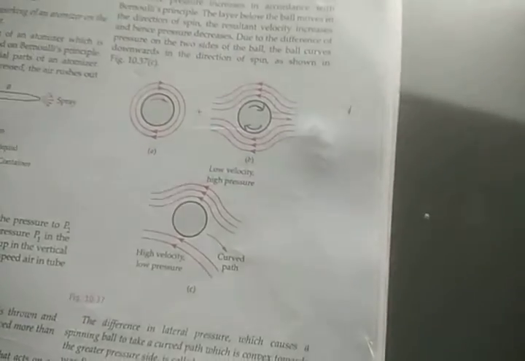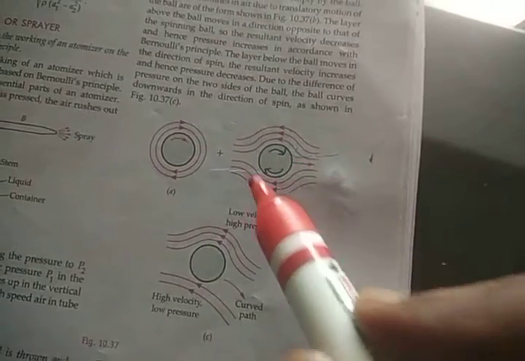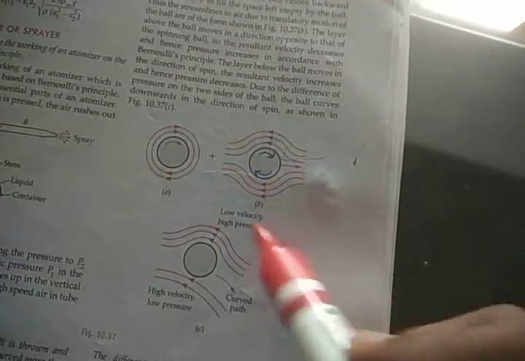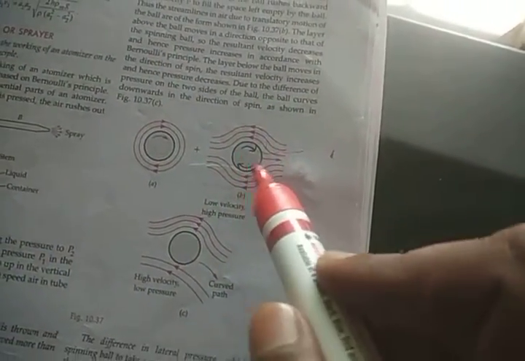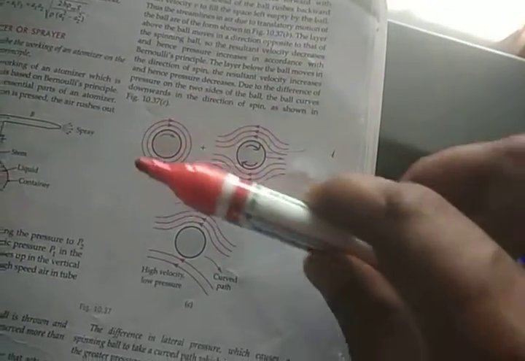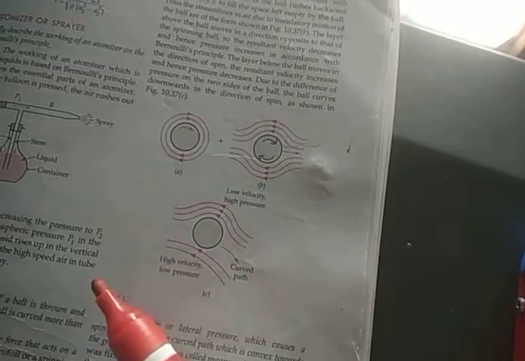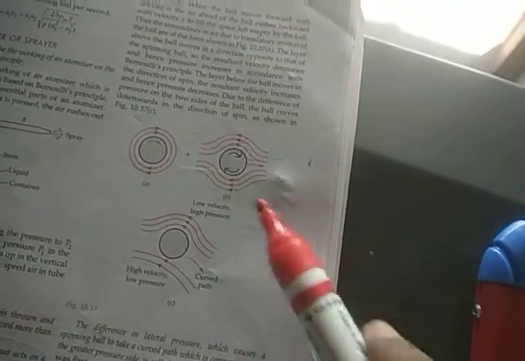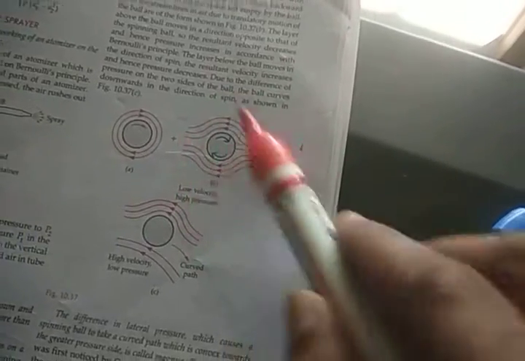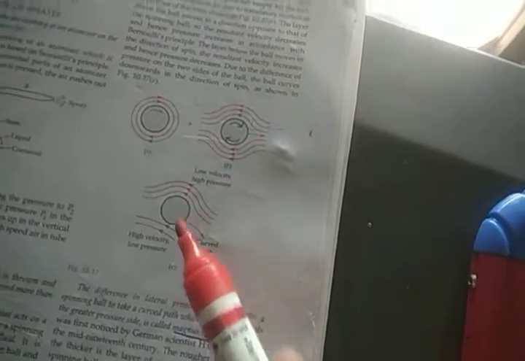Dear students, the next one is dynamic lift. In dynamic lift, when the body is spinning and moving in the forward direction, air will blow on the upper side and lower side. If it is in a curved path, it is spinning in the same position, so it is at rest. Then what happens with spinning and forward motion?